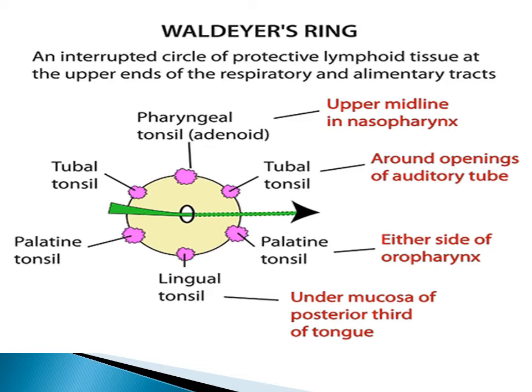We can see the nasopharyngeal tonsil or the pharyngeal tonsil, which is also called the adenoid, seen in the midline, above and behind. Below and in front we have the lingual tonsil. On either side we have a pair of tubal tonsils and palatine tonsils, one on each side. So these are the lymphoid tissues which form Waldeyer's ring.